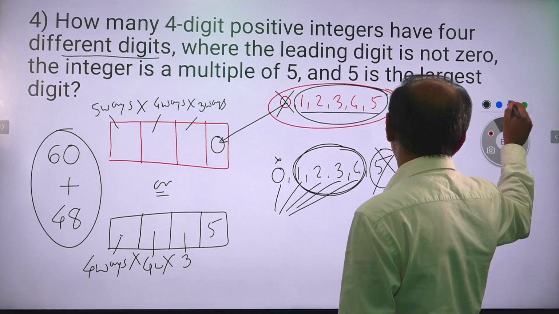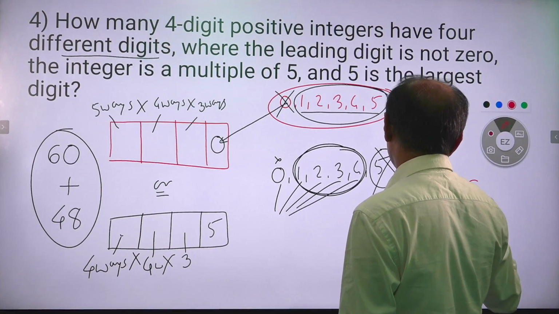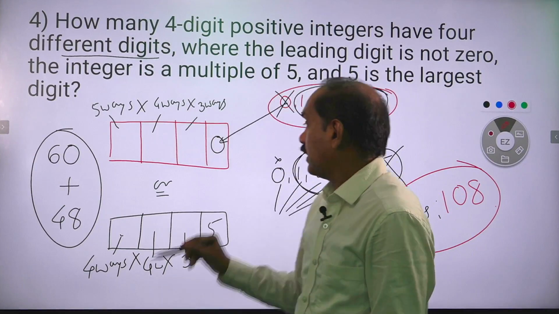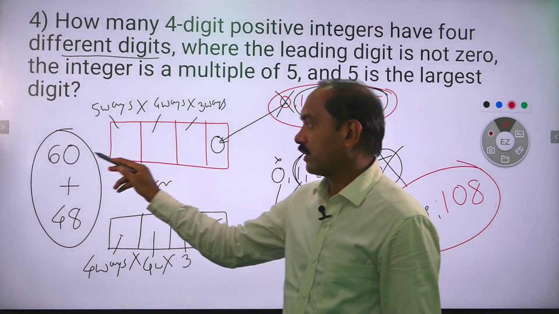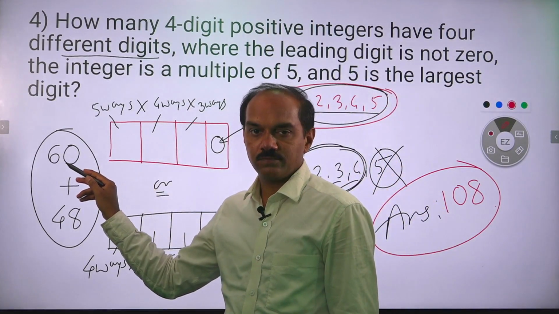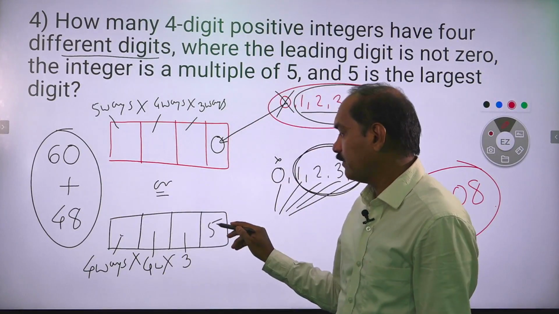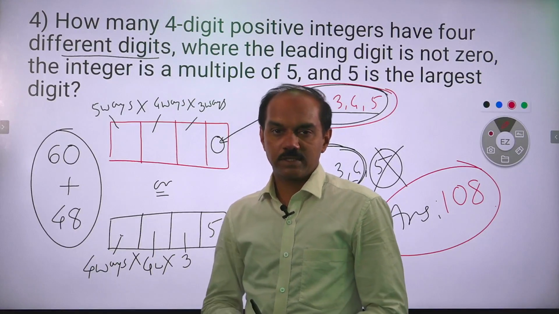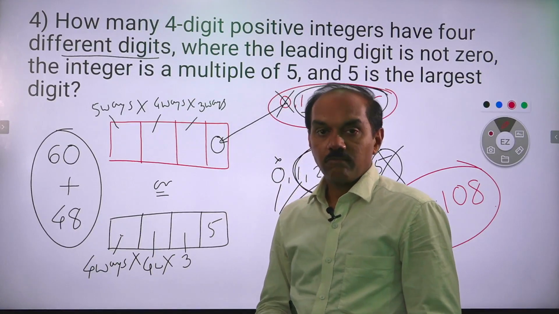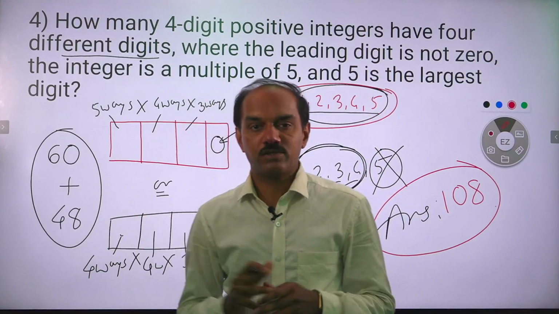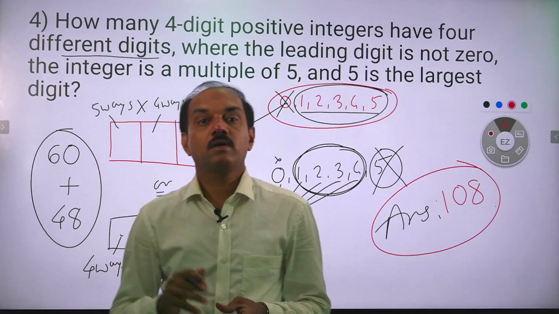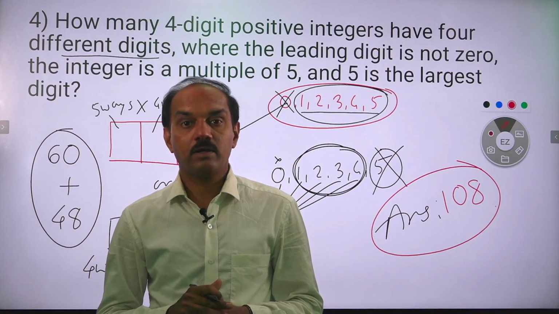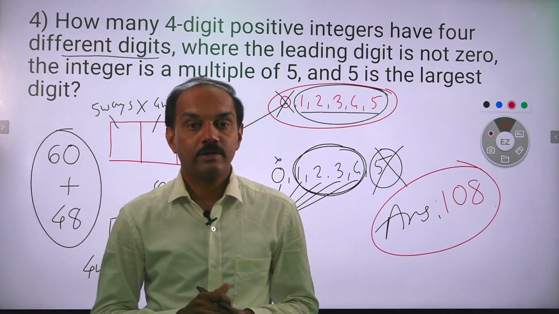The final answer is 108. Ending with 0, you can write 60 different 4-digit numbers. Ending with 5, you can write 48 different 4-digit numbers. Wherein 5 is the largest digit that can be used. Second, without repetitions. Third, all the numbers should be different.